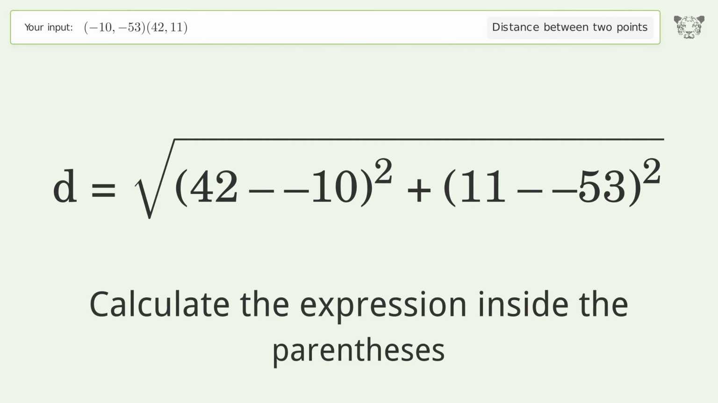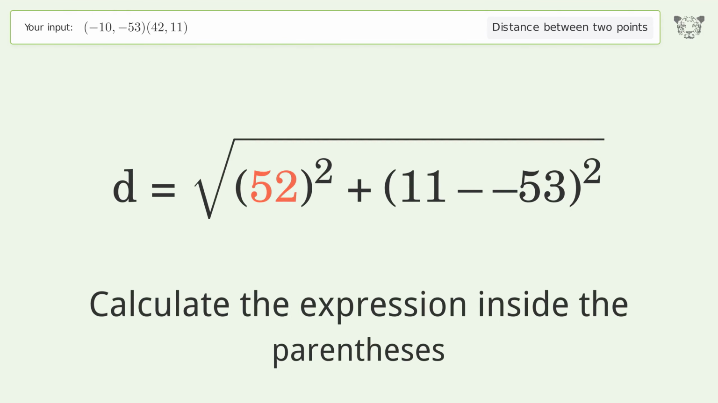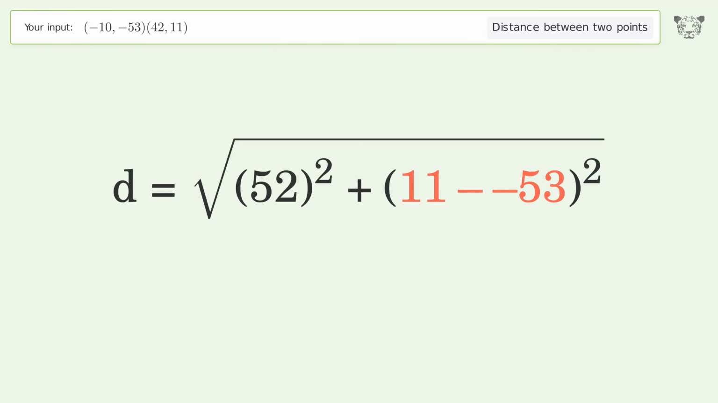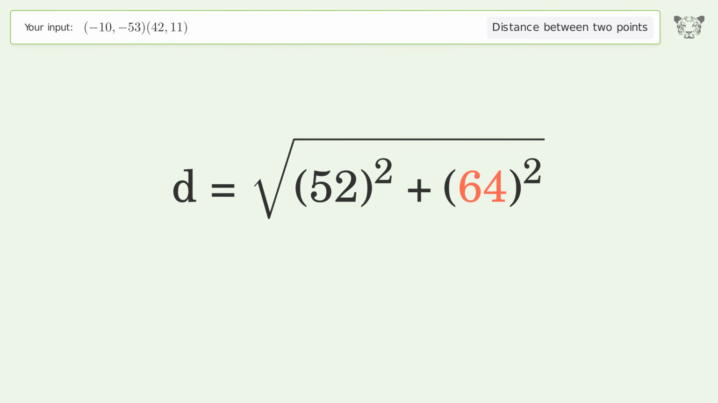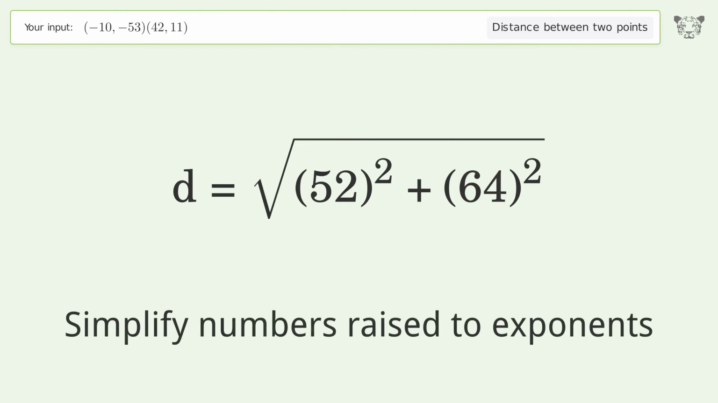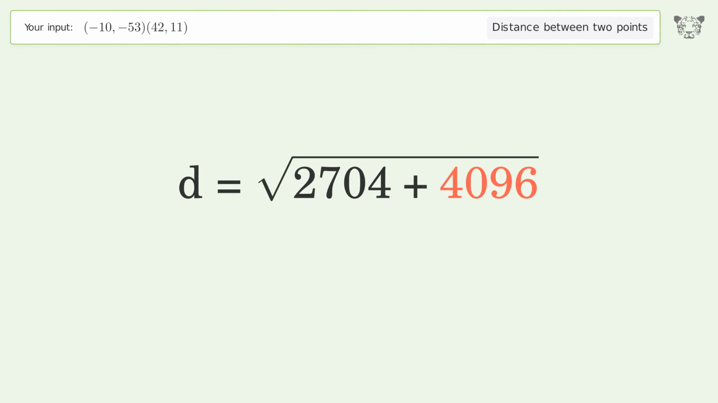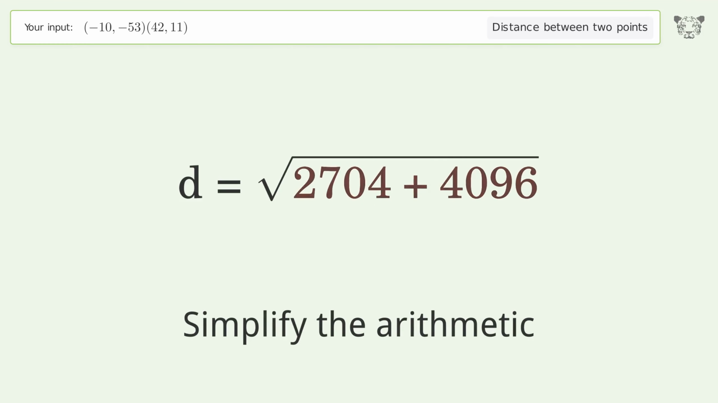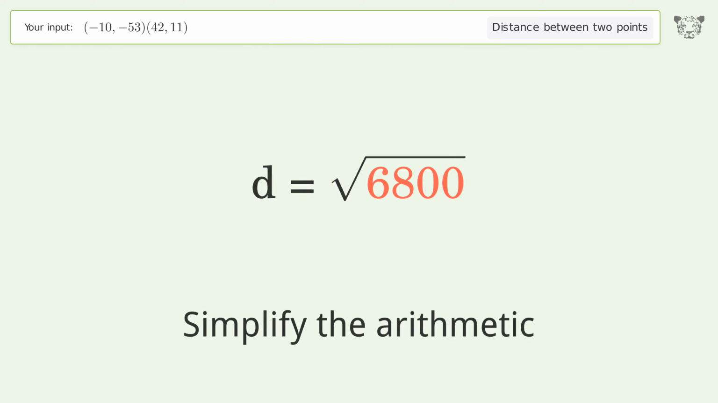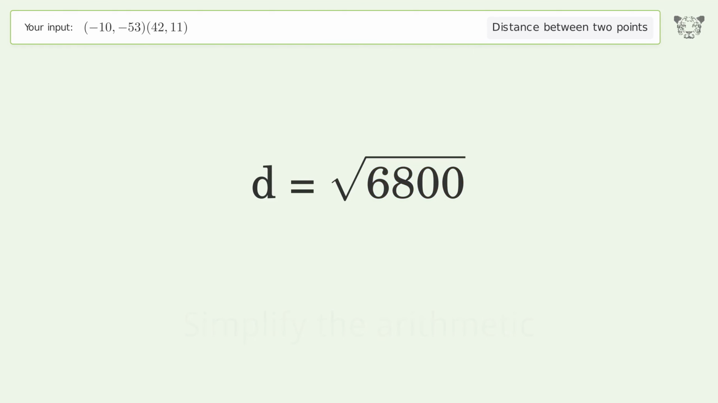Calculate the expression inside the parentheses. Simplify numbers raised to exponents. Simplify the arithmetic. And so the distance between the 2 points is the square root of 6,800, or 82.462.